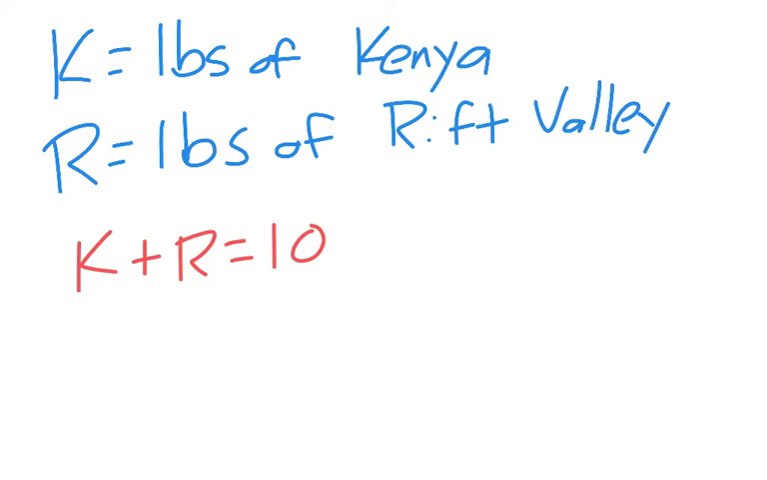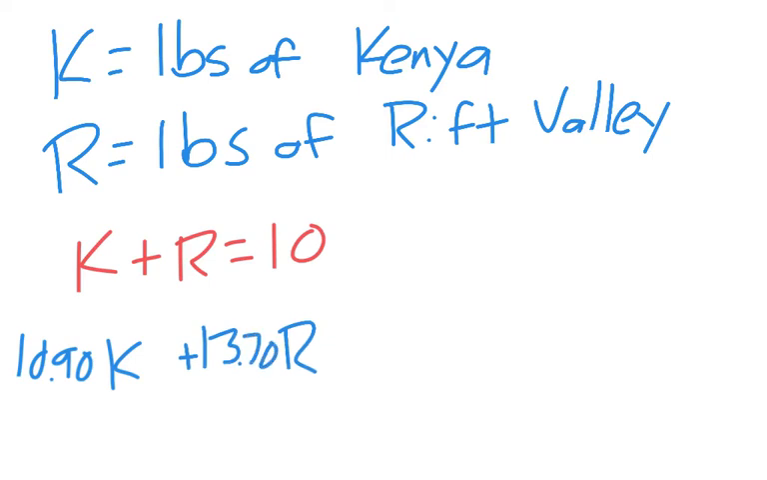So let's figure out how much it's going to cost me in total to make the coffee. So however many pounds of Kenya coffee I use, I can multiply that by 10.90, and that's how much money I spent in Kenya coffee for the new mix. And then Rift Valley is however many pounds of that times 13.70. This would give me the total amount of money I spent on the coffee.